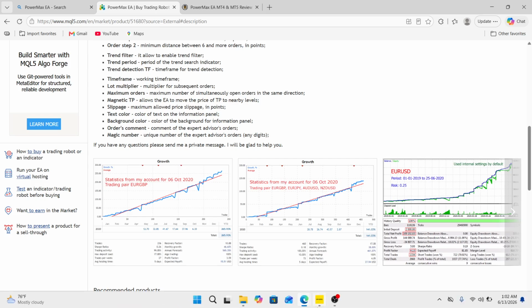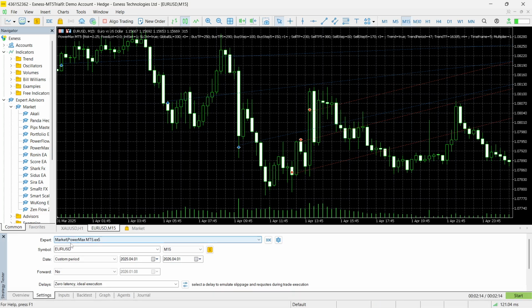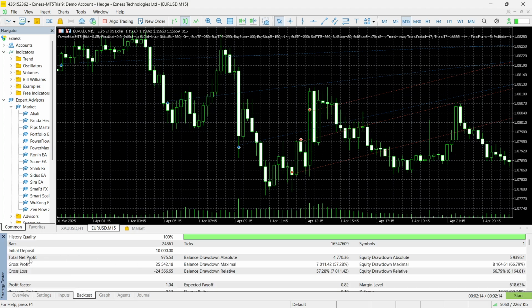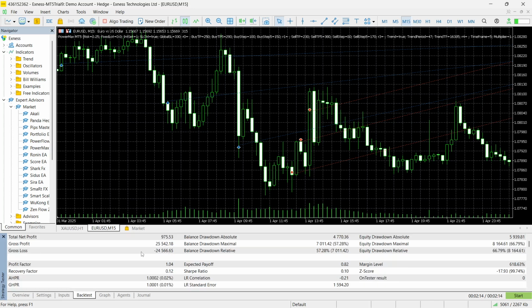when we put it through our own personal backtests. Right, so I was opportune to run the backtest on EUR/USD on the M15 time frame for the period of 1 year, ranging from 1st of April 2025 to the 1st of April 2026. So for an initial deposit of $10,000, I had the following results, and the total net profit was just $975. Not as impressive as the developer's.